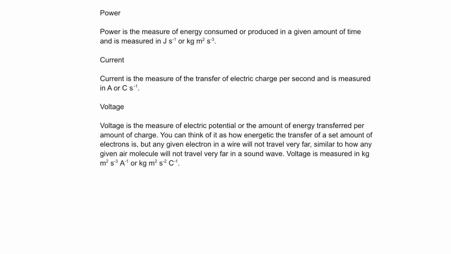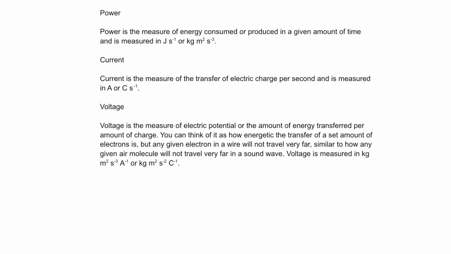Hey guys, today I'm going to be talking about the difference between power, current, and voltage, and also many other units that have something to do with electronics. So power is basically energy transfer over a given amount of time and is measured in joules per second or kilogram meter squared per second cubed, also known as the watt.